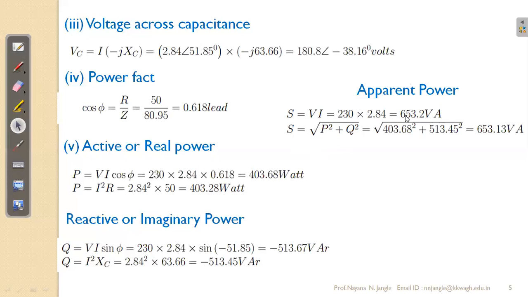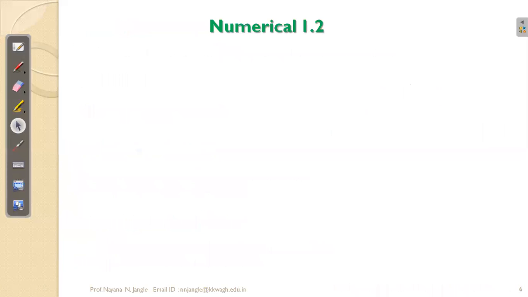Okay, so you'll get the same here, apparent power 653.13 volt amperes. So this is the numerical based on when the two parameters R and C are connected in series across 230 volts 50 hertz AC supply. Now we will see the second numerical.